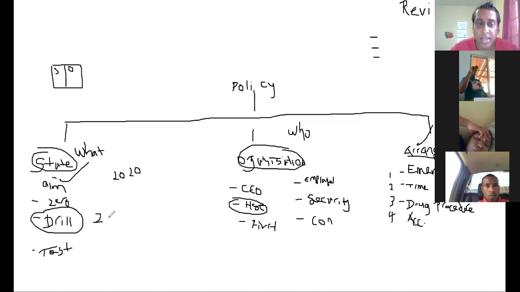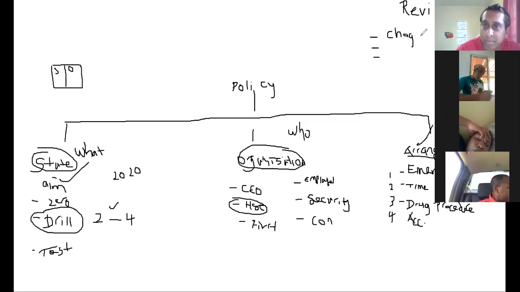So they may want to go and change this now and say they want to do 4 drills for the year, or maybe they want to do 2 additional drills. The fact that they're making a change means they have to review the policy. Review the policy means they're changing something in the policy. So when do you review? The answer is when you have a change. If there's a change to an aim, or you already met your aim, then you can go back and review the policy.